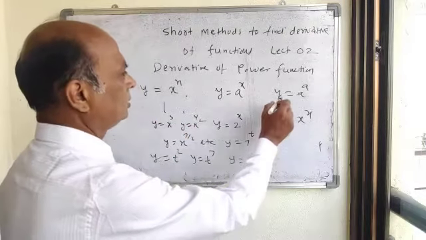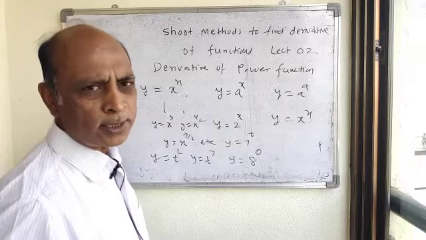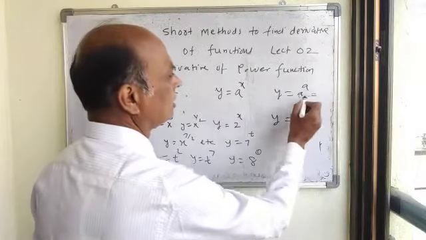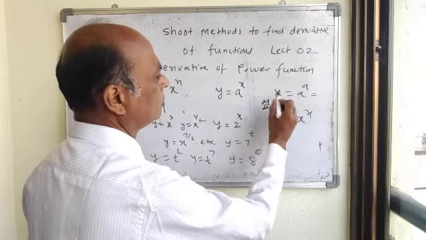Now this is y is equal to a to the power e. Now here base is also constant and power is also constant. It means it is a constant, and in such a case all of you know that its derivative is equal to 0.